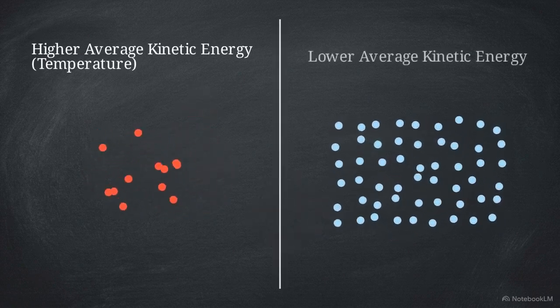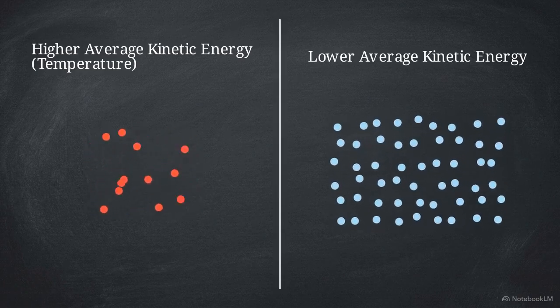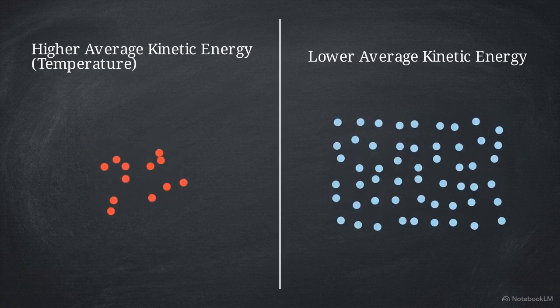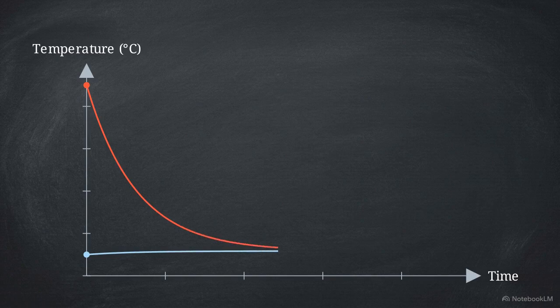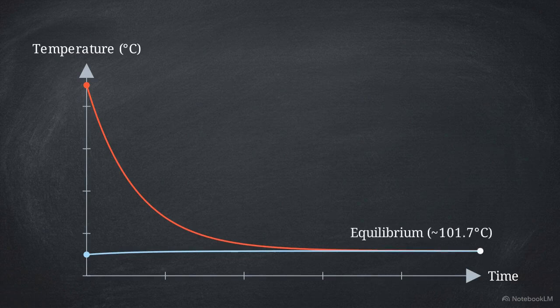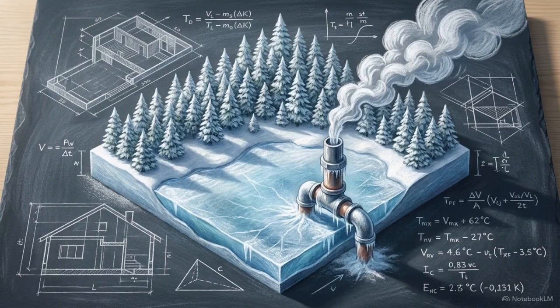The nail has a higher average kinetic energy, a higher temperature, but the water's larger mass and extreme specific heat capacity give it a vastly higher total kinetic energy. As they interact and reach equilibrium, the water's thermal buffer prevents its temperature from changing significantly, while the nail's temperature plummets rapidly to meet it. The variables in these equations, specifically water's 4,200 joule capacity and its density inversion, are the physical mechanics that enable both mechanical cooling and biological winter survival.